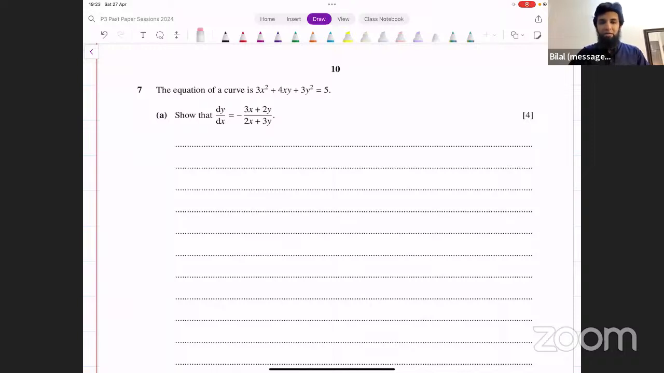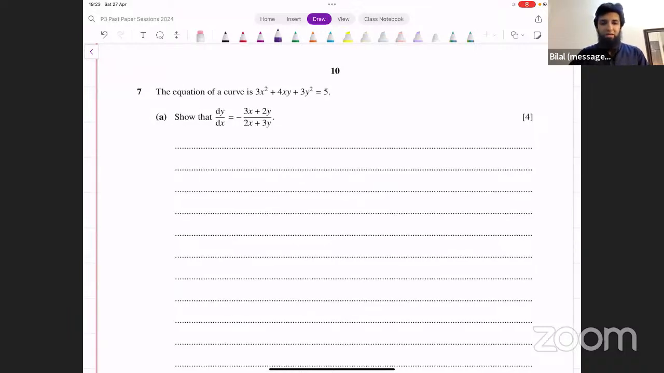Now, how do you find the derivative of a function like this? We don't have y as the subject here, right? In this function, the y is not the subject. So how do we differentiate functions like these? We have to use implicit differentiation. All right, let's use implicit differentiation to differentiate this function and see what that gives us.